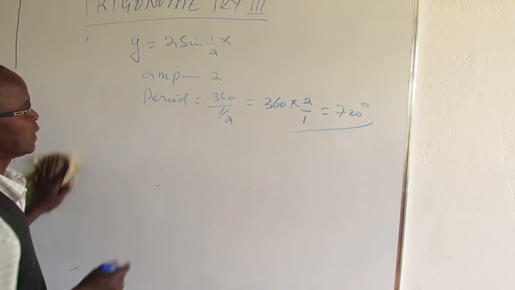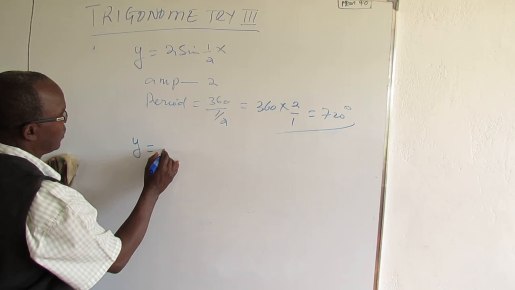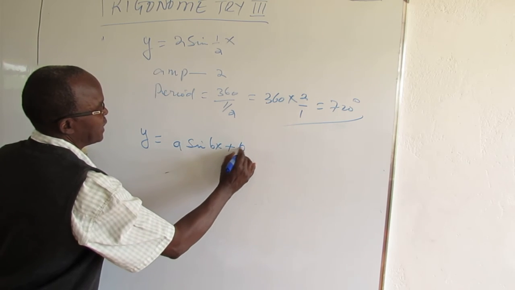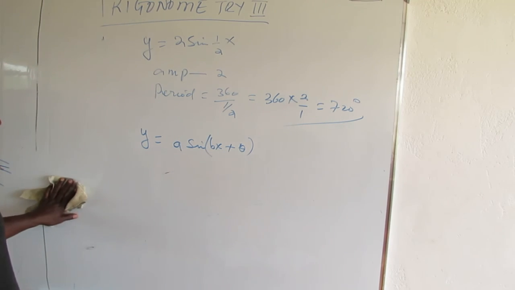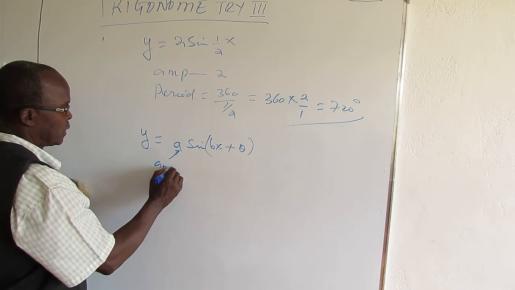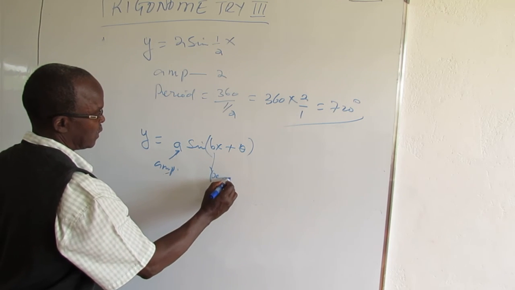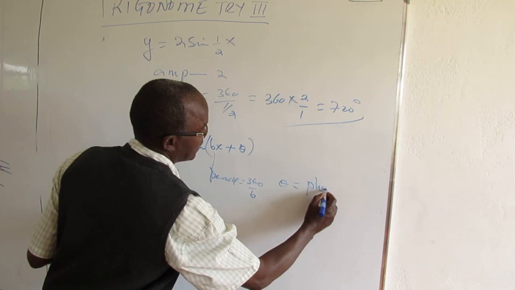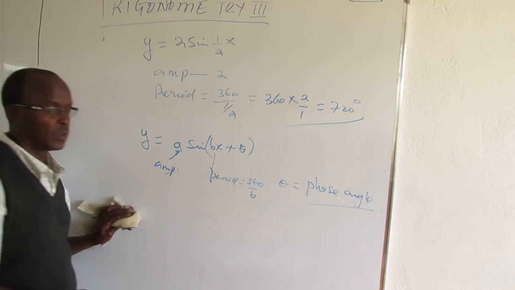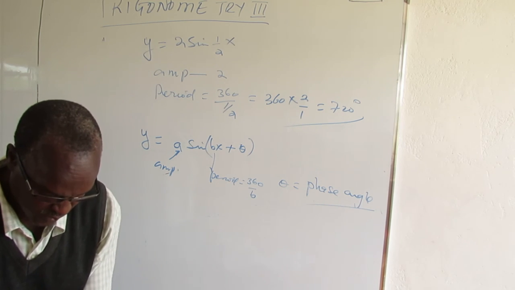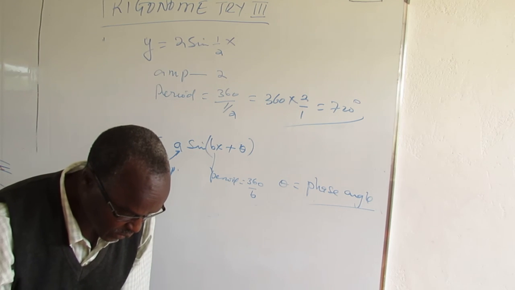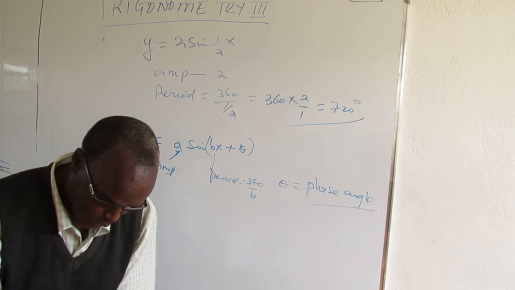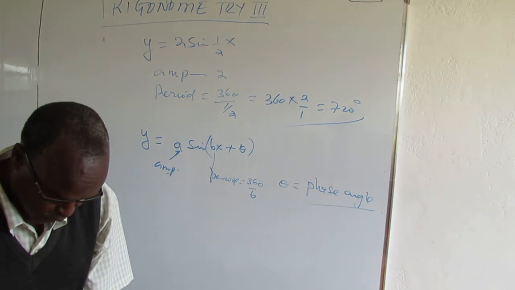Then if the graph has more values, for example, y is equal to a sine bx plus theta, where there is another angle added there, then in the same way, a is the amplitude, the period is 360 over b, and theta is called the phase angle. So if you are given an equation, you can just give all those values. I think that is all about that section. Then the next section is solving trigonometric equations.